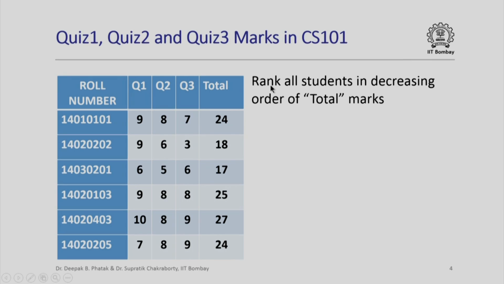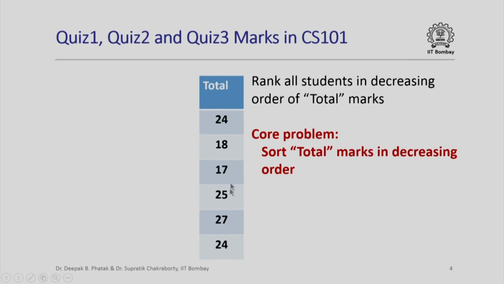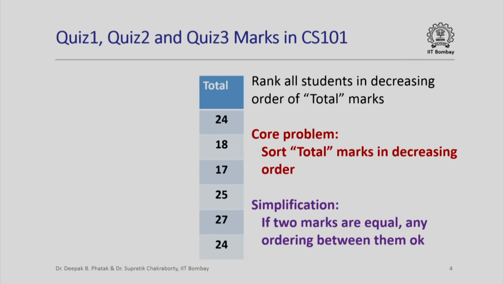Now suppose we want to rank all the students in decreasing order of total marks. So effectively we are only interested in this column of total marks and we want to sort the total marks in decreasing order. Let us say that as an additional simplification, if 2 marks are equal, for example we have 2 copies of 24 here, then any ordering between them is okay in the final sorted order. So we have seen how we might go ahead doing this.